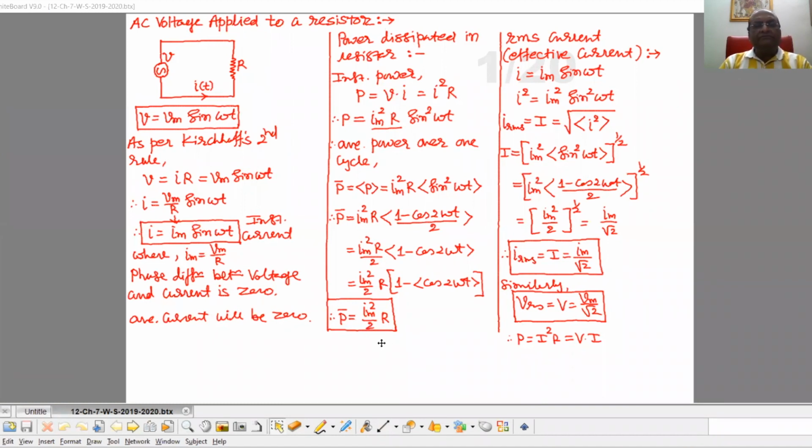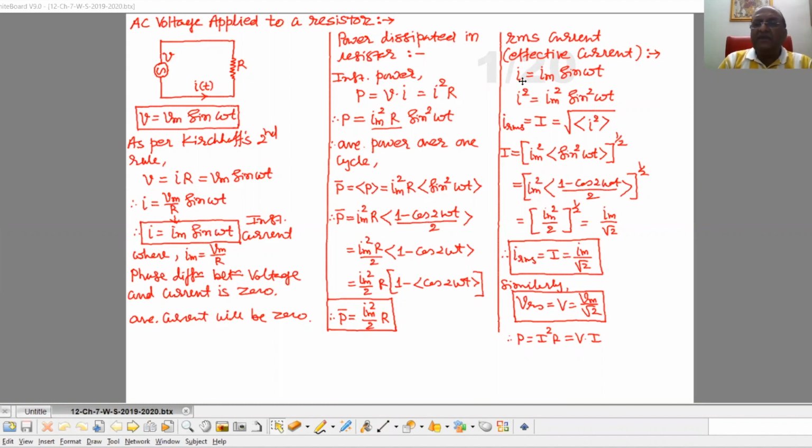Now, to represent power in the form of the equation which we use for DC power, simply voltage into current, the effective current in the circuit is defined as the RMS current. RMS current means root mean square current. First of all, we have to take the square of the current, then take the mean of it, and after that take the root of it. So let's see what the RMS current will be.